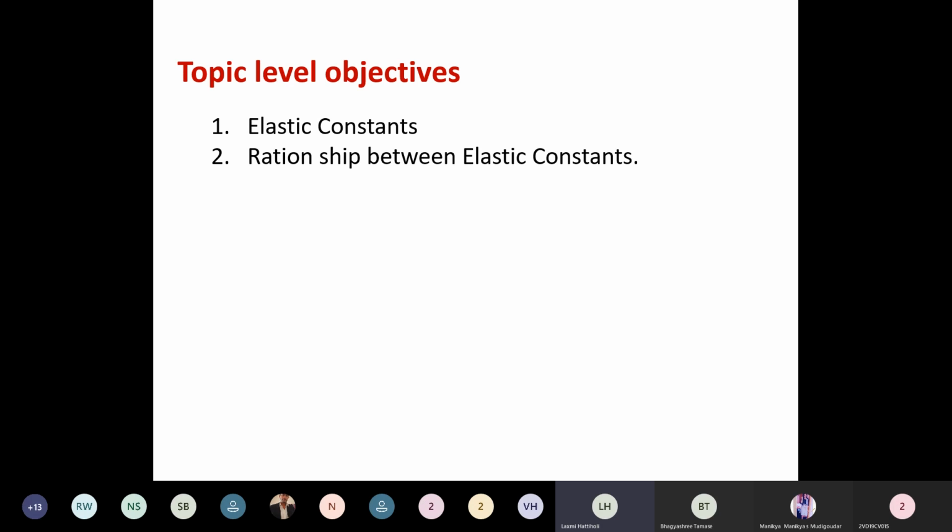In today's session, let's see the topic level objectives. Today's topic level objectives are elastic constants. I'll continue the same concept which we left in the last session. There are actually four elastic constants, and today the main thing is we shall also study the relationship between all the four elastic constants. Whatever we discussed in the previous session: E, G, K and mu, Young's modulus, modulus of rigidity, bulk modulus and Poisson's ratio.